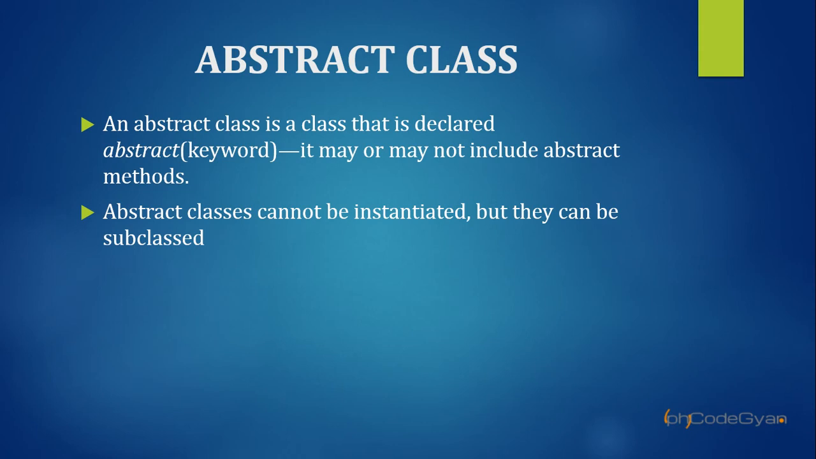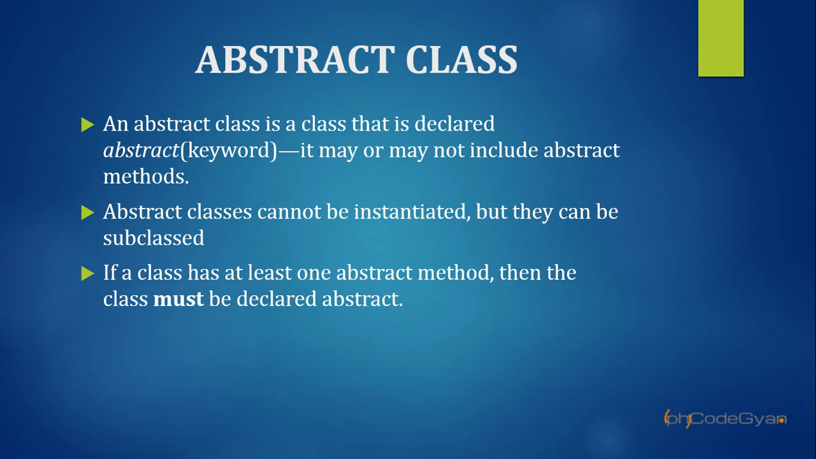Abstract classes cannot be instantiated, but they can be subclassed. It means that you cannot create the object of an abstract class directly. Like using the new keyword, you cannot create the object of the abstract class. It can only be subclassed. Means you can extend this class, but you cannot create the object of this class.